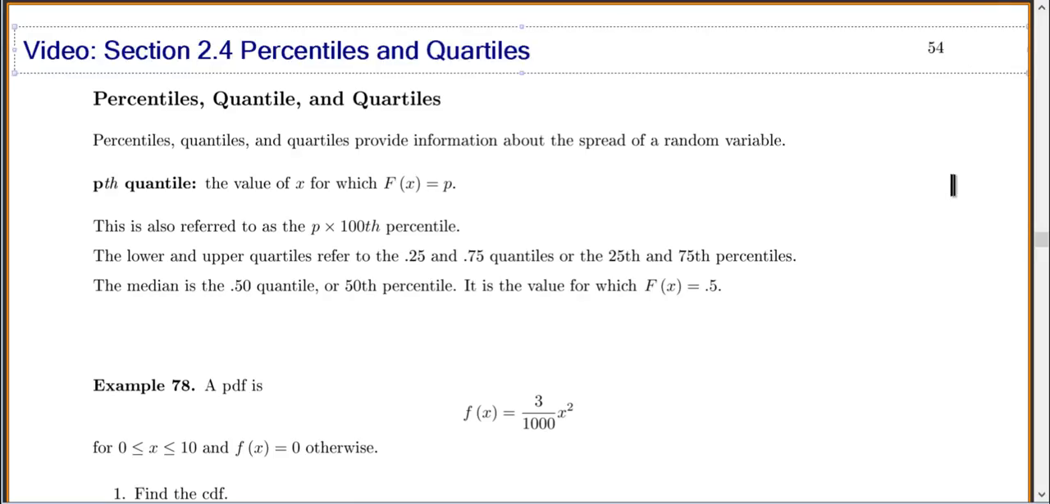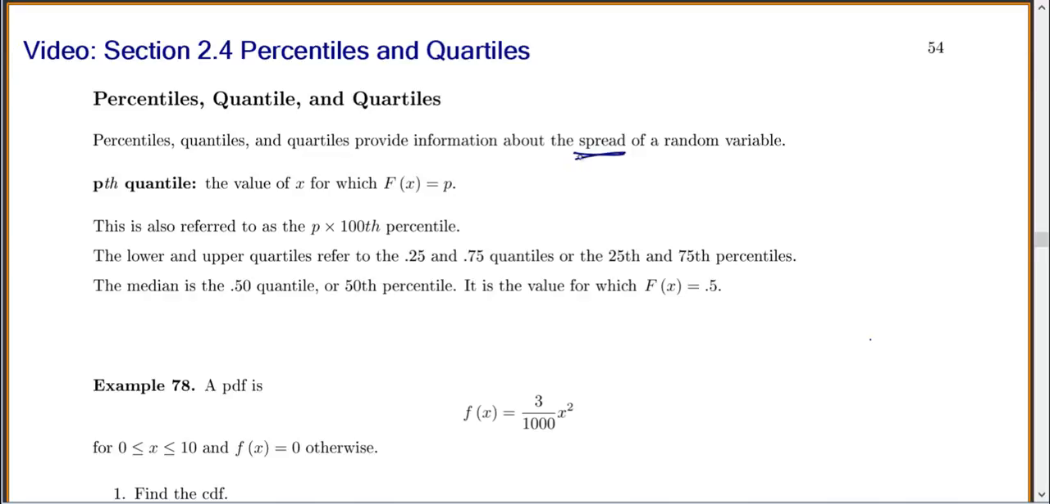In this video, we're going to talk about percentiles and quartiles. All of our percentiles, quartiles, and quantiles are telling you about the same thing. It's just slightly different ways to talk about it. They all provide information about the spread of a random variable. We already learned how to use standard deviation or variance to talk about the spread. This is just a different way to do it.